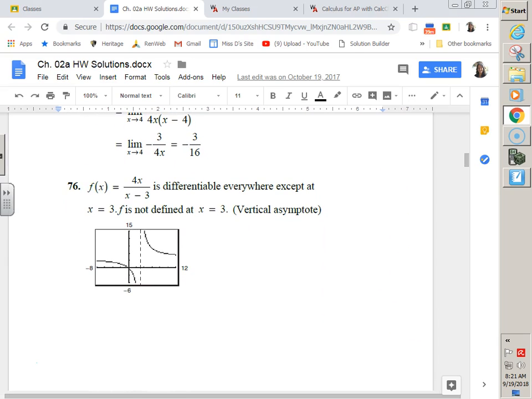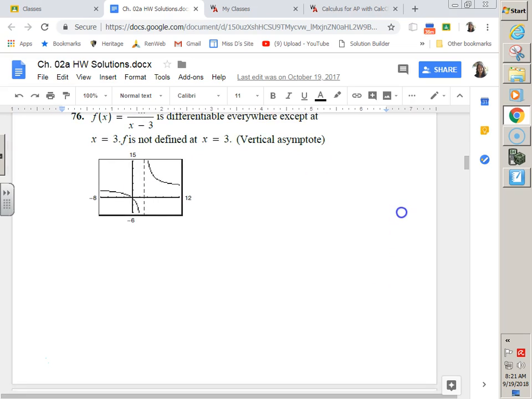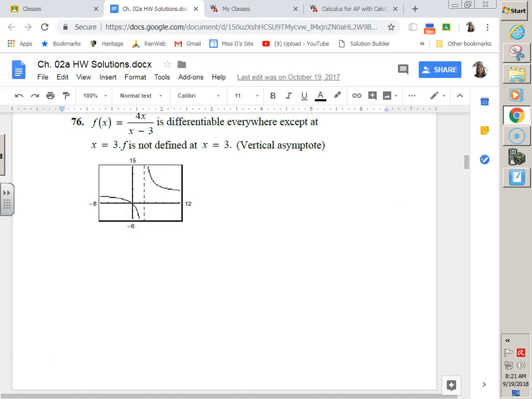Number 76. Thinking about differentiability. A function will not be differentiable at discontinuities, sharp points, or vertical tangent lines. What did this one end up having? A discontinuity at x equals 3. So since f is not continuous, since f has a discontinuity at 3, there cannot be a derivative there. Everywhere but 3, it's differentiable.